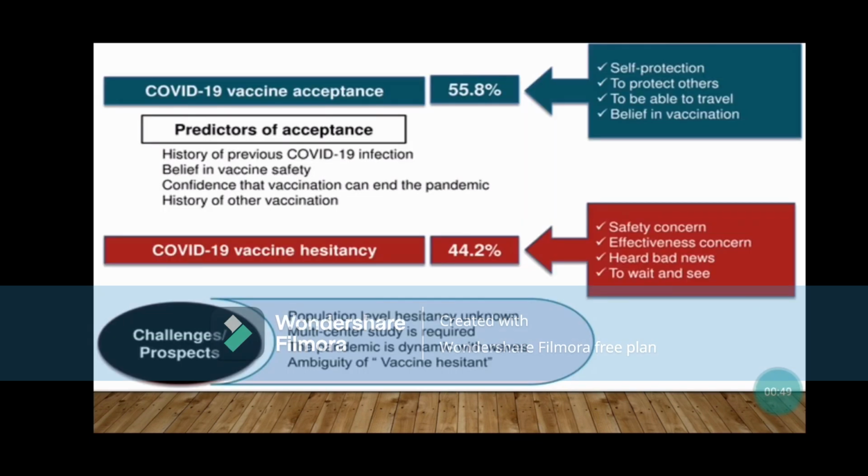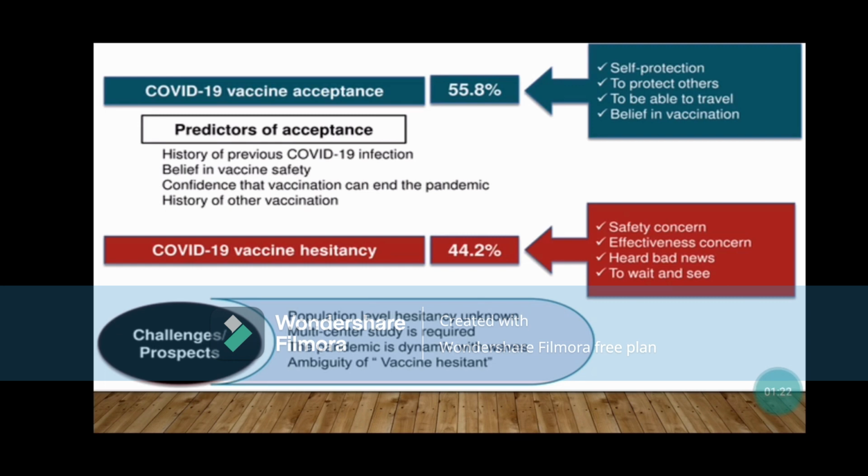Let's have a look at this picture. COVID-19 vaccine acceptance. There were 55.8% of participants who were aware of the vaccine and they accepted it. Reasons were self-protection, to protect others, to be able to travel, and belief in vaccination. Predictors of acceptance were history of previous COVID-19 infection, belief in vaccine safety, confidence that vaccination can end the pandemic, and history of other vaccinations. These were the participants who believed that vaccination can save the world.